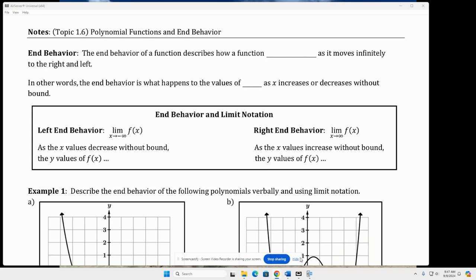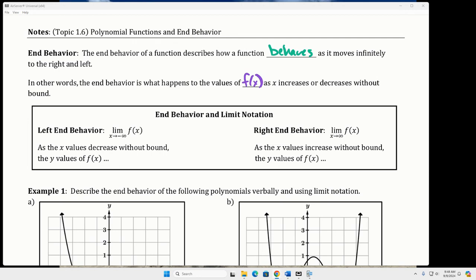All right, so this lesson is going to be on the end behavior of a polynomial function. And then at the end, I'm throwing in some other types of functions just to give you a sneak peek on what's coming up. But most of this lesson is on polynomials. The end behavior of a function describes how the function behaves as it moves infinitely to the right and to the left. In other words, the end behavior is what happens to the values of f of x as x increases or decreases without bound.